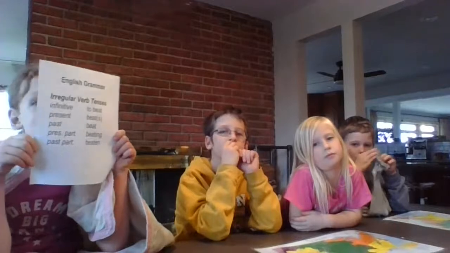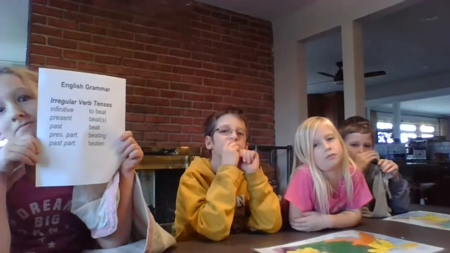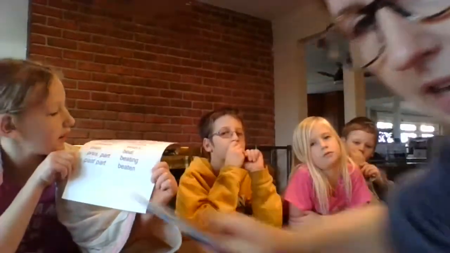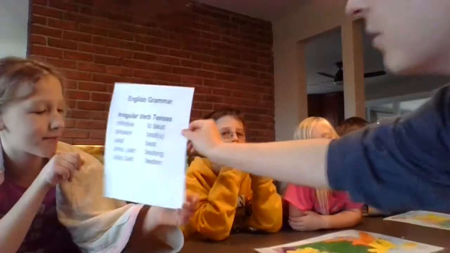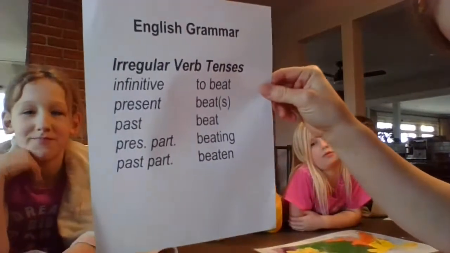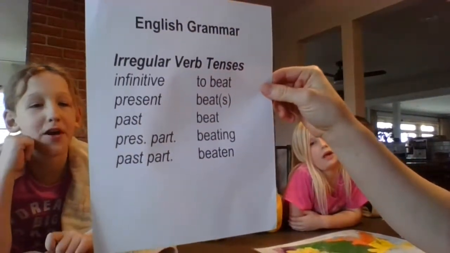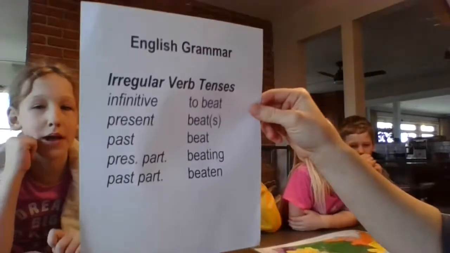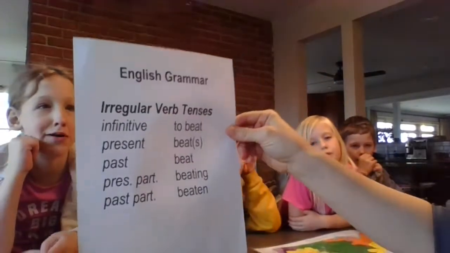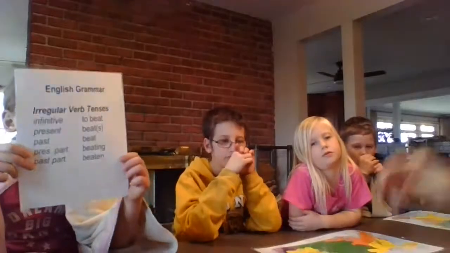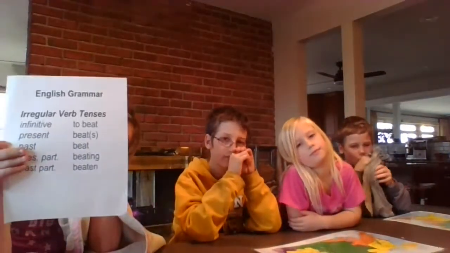All right, so we are working on irregular verb tenses. First, tell me what the verb principal parts are. This is right on this side. Infinitive, present, past, present participle, past participle. So say that with me. Infinitive, present, past, present participle, past participle. So we're going to say them in that order. Our verb this week is to beat.